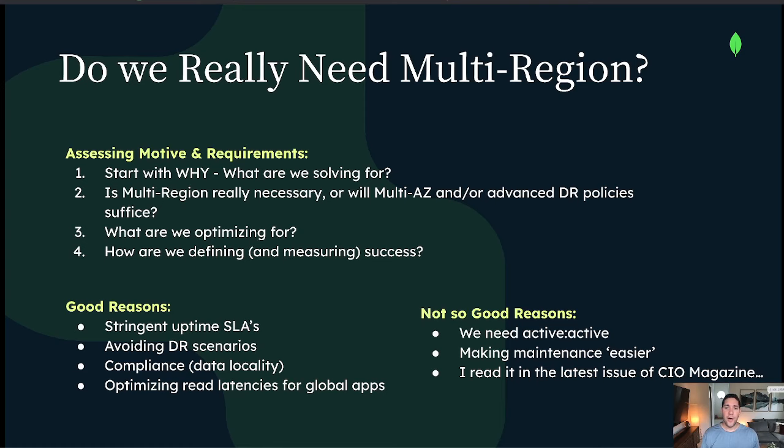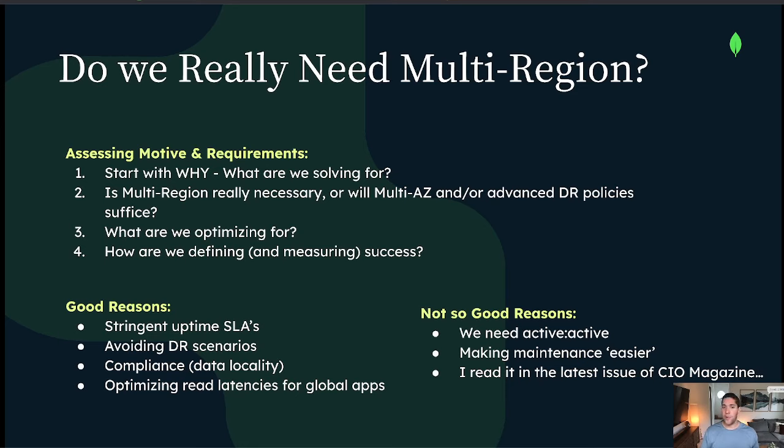And then finally, once we've decided on a course of action, how are we going to define and measure success? What are the metrics, the KPIs that we're going to be measuring for, hey, yes, this has been a successful endeavor. And so I have a couple of good reasons and not so good reasons. I'm not going to go through all of them, but obviously on the good reason side, one of the most obvious is stringent uptime SLAs. You have guarantees to your customers or end users for availability, and in order to meet those, you feel or have determined that you need full region outage fault tolerance.